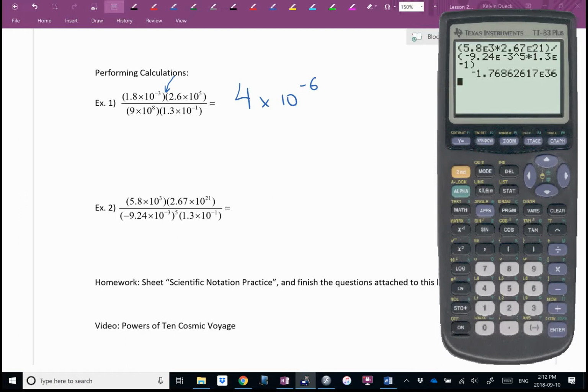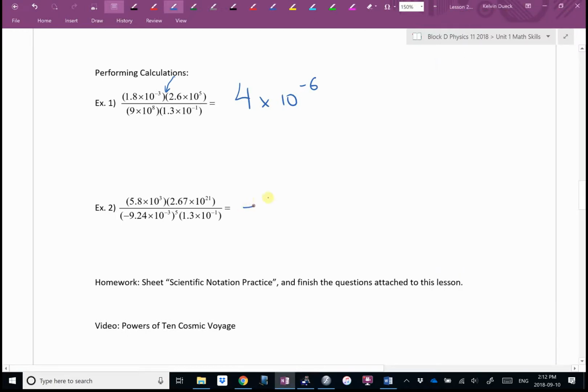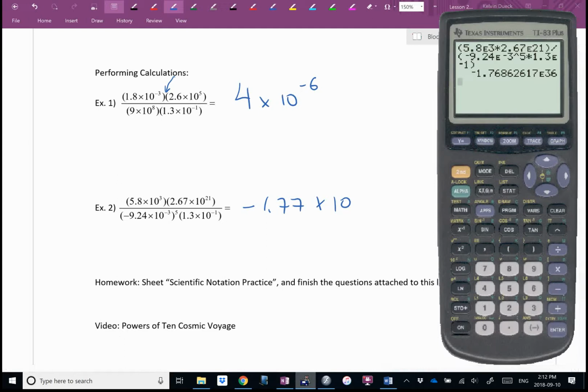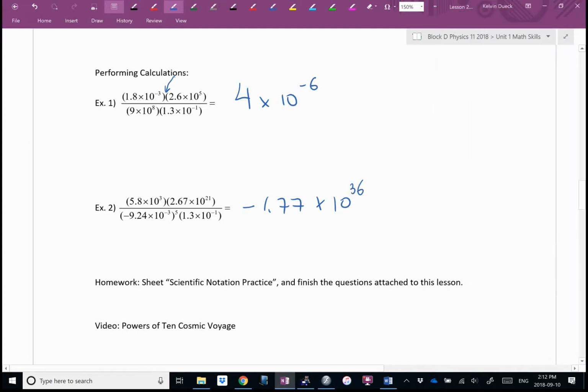If you did not get that, first of all, let's all write it down. Negative 1.77 times 10 to the 36. That's a quick review, or possibly, have you seen scientific notation before? I got the feeling some of you had seen this before. Where'd you do scientific notation in math 9? Last year, okay.